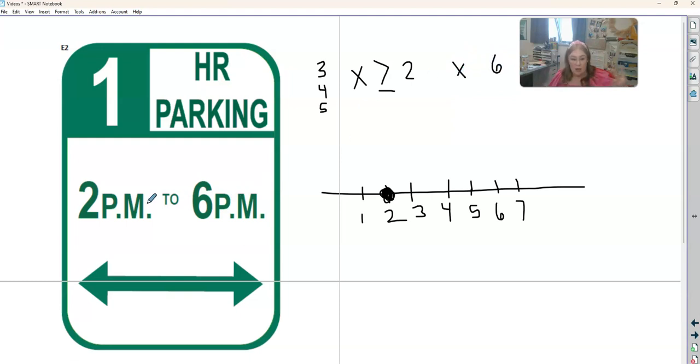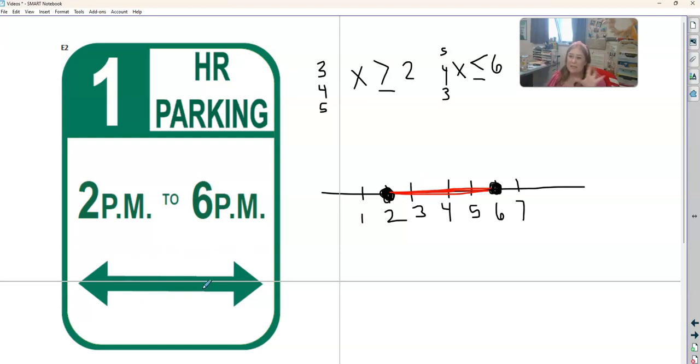Now let's compare x and 6. They can park there before 6. They could park there at 5, 4, 3. Can they park there at exactly 6? Yes, they can. So all of these are less than 6. They're before 6 o'clock, but it could be exactly 6. As soon as it's 6:01 though, they cannot park there. So they can park there from 2 to 6 exactly. This one goes in this direction, and this one is getting smaller, so these meet up. It's anything in between, with those closed dots to say yes, it includes these times.